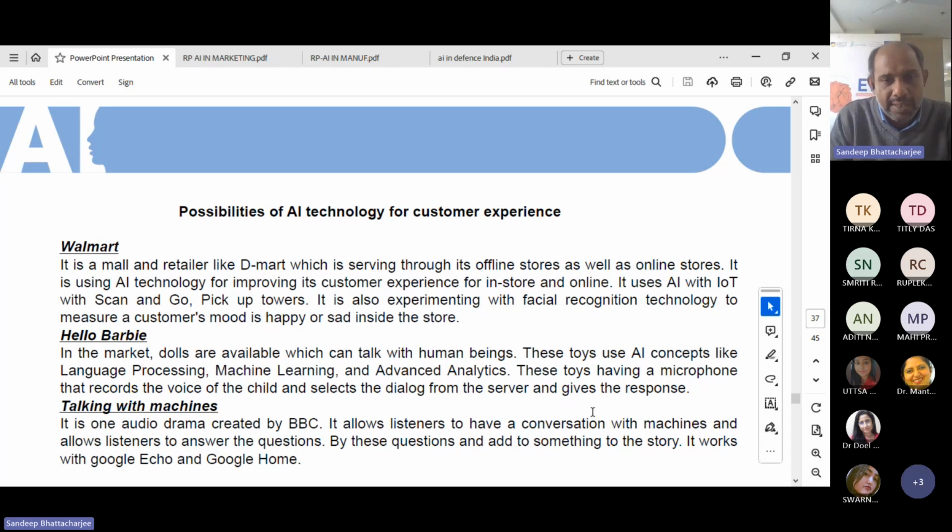In China also, they have actually started this. It is using language processing, machine learning, and advanced analytics. These toys have a microphone that records the voice of a child and selects the dialogue from the server and gives the response. So it mixes a lot of things together because everything is connected through IoT, and it actually helps in generating the response for the queries made by customers.